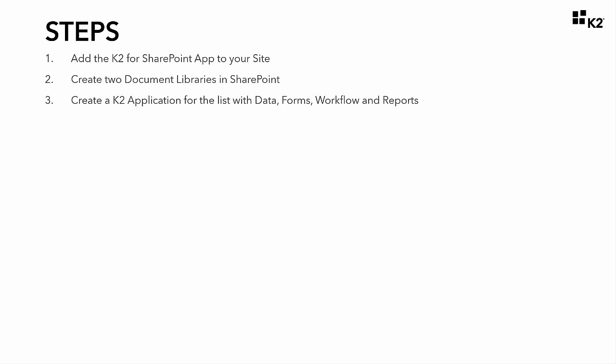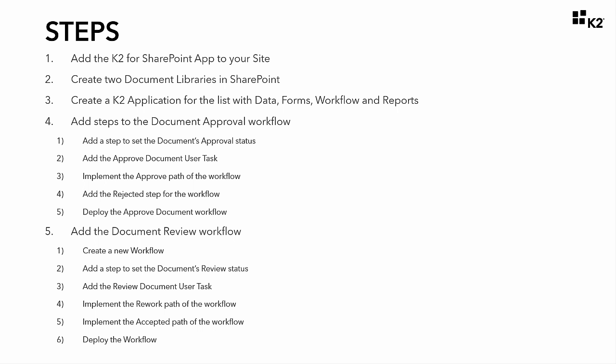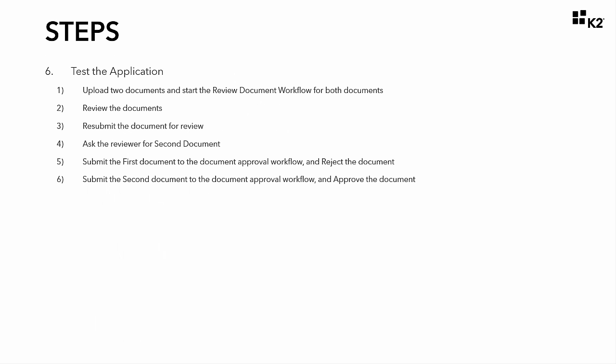Step 3 will take us through the tasks of creating the K2 application for the list with data, forms, workflow, and reports. We will work on the tasks involved with building out the document approval workflow and a document review workflow in steps 4 and 5 respectively. In step 6, we will throw all of these pieces together and test the application by running multiple documents through the review and approval process. Finally, in step 7, we will take a look at the capability we have to edit the generated smart forms and change the layout.